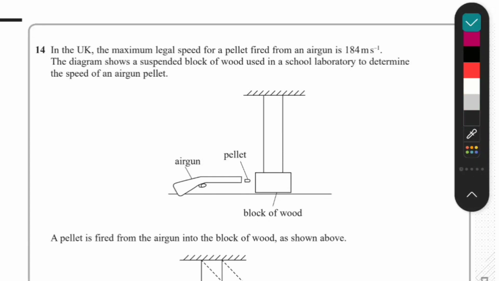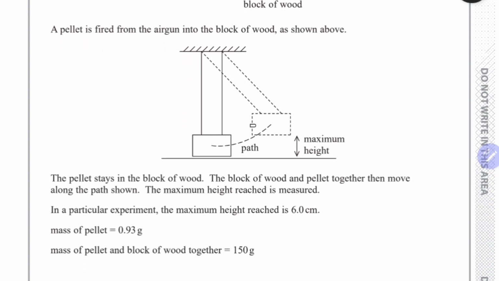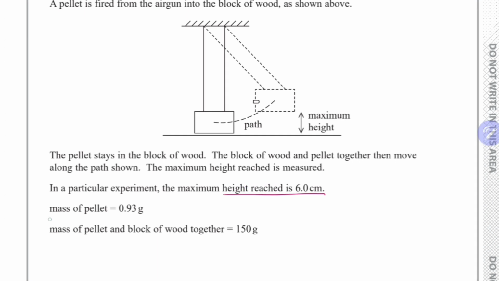Number 14. In the UK, the maximum legal speed for a pellet fired from an airgun is 184 meters per second. The diagram shows a suspended block of wood used in a secondary laboratory to determine the speed of an airgun pellet. A pellet fired from the airgun into the block of wood is shown below. The pellet stays in the block of wood. The block of wood and the pellet together then move along the path shown. The maximum height reached is measured. In the practical experiment, the maximum height reached is 6 cm.